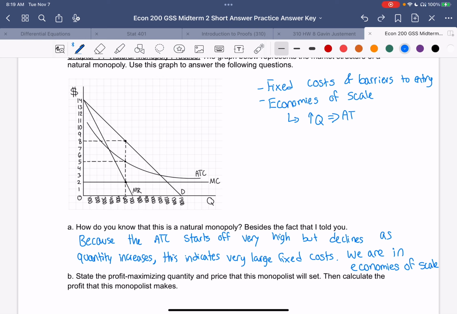So to start off, find marginal revenue equals marginal cost. That's our first step. Profit maximizing quantity is always where marginal revenue equals marginal cost. And that is going to be at a quantity of 600 units. So profit max Q is 600 units.